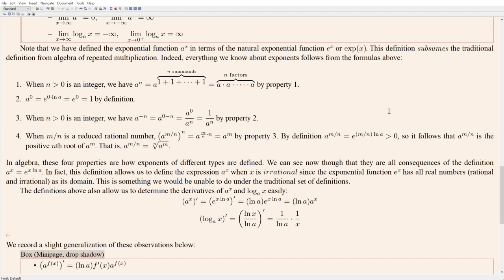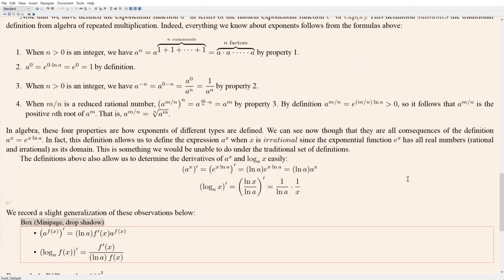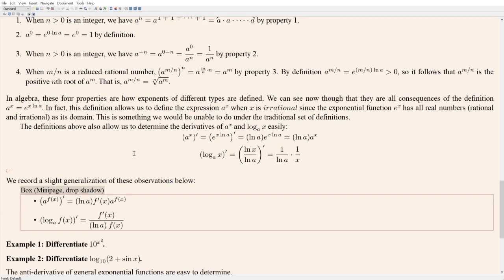And that's fascinating to me. That's really magical that we have been able to recover traditional exponentials from such a weird direction. Which is basically all that I say here.